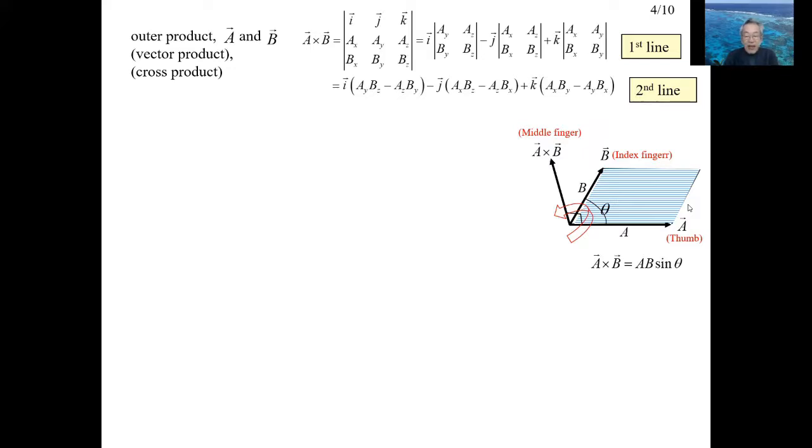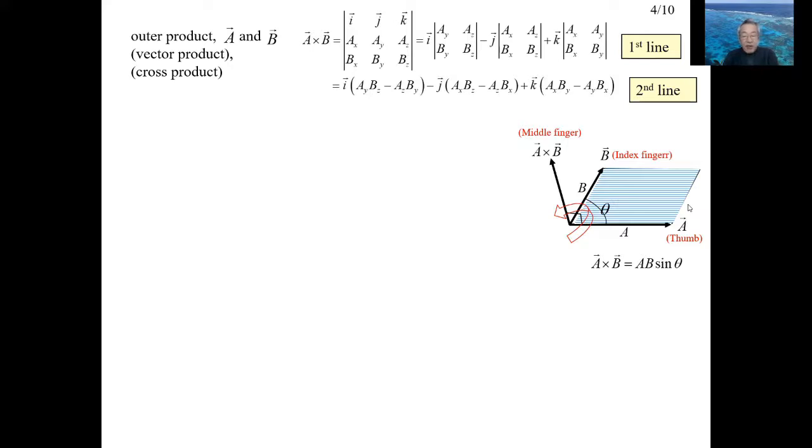Let's make vector A correspond to the thumb of the right hand, B to the index finger, and A cross B to the middle finger. Assume that the parallelogram is the head of a right-hand screw. When you turn the right-hand screw in the direction shown in the figure, the screw moves in the direction of the middle finger. This is the definition of A cross B taught in high school.